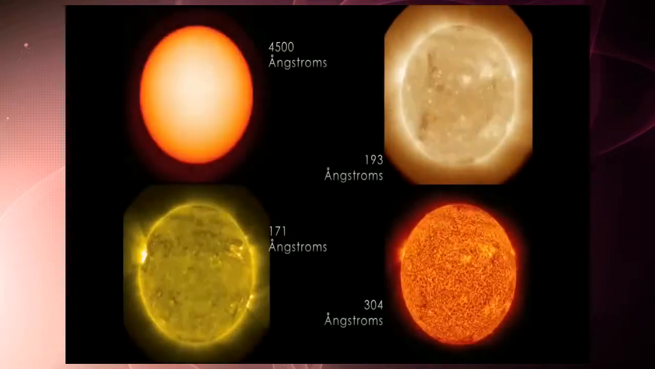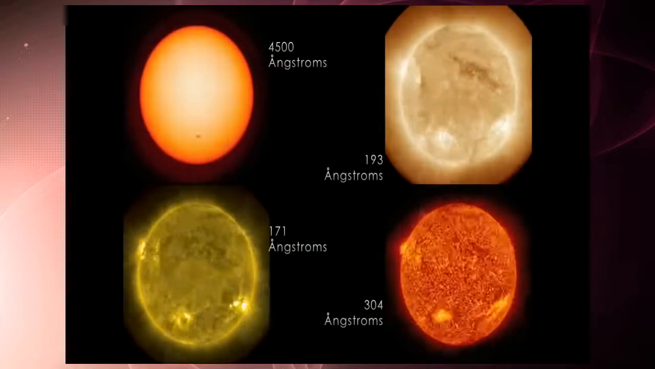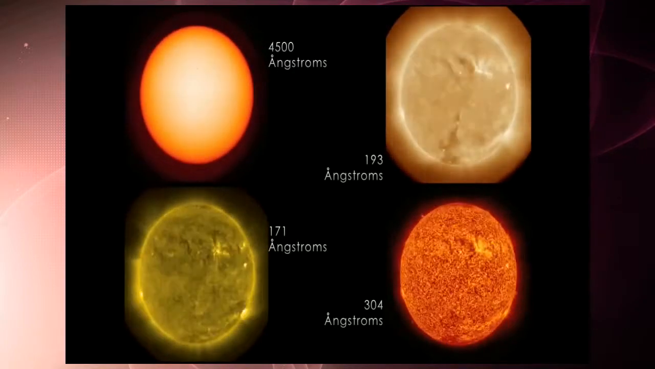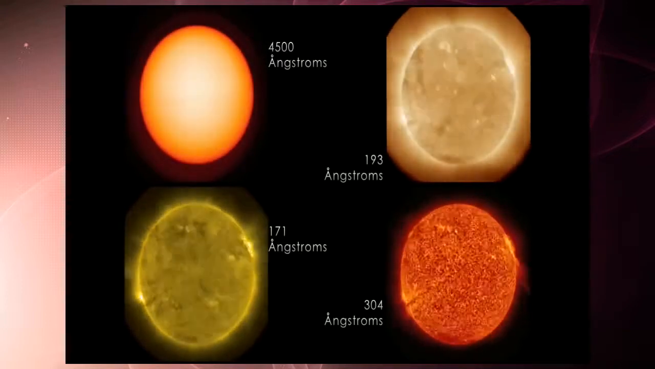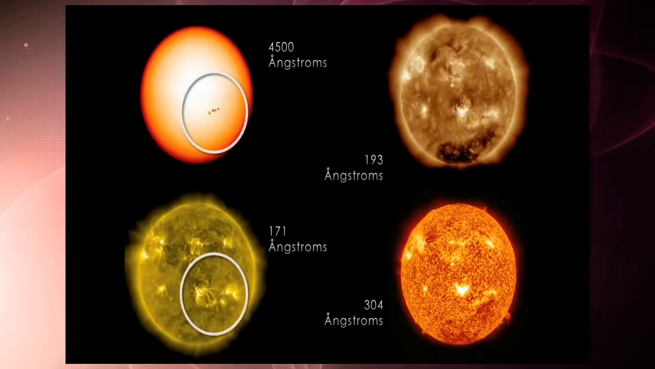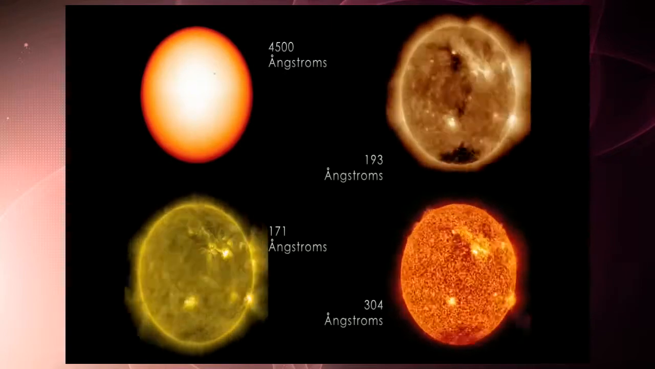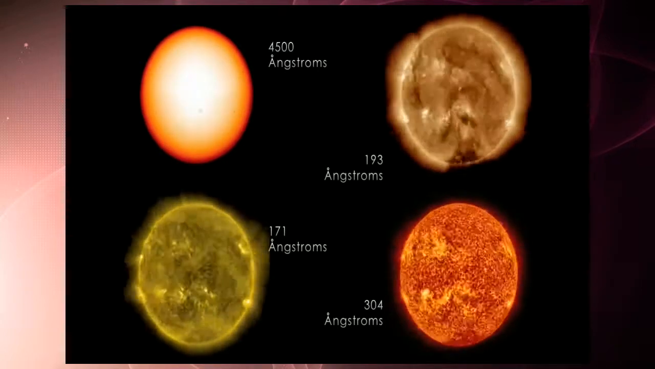And now we can see the sun in multiple wavelengths of light simultaneously. We see the visible sun, where you can see the dark sunspots. And then if you look at the 171 extreme ultraviolet, you see the corresponding bright areas and the magnetic loops coming from them. If we go to the 193, you see even more structure, and you see these dark patches.